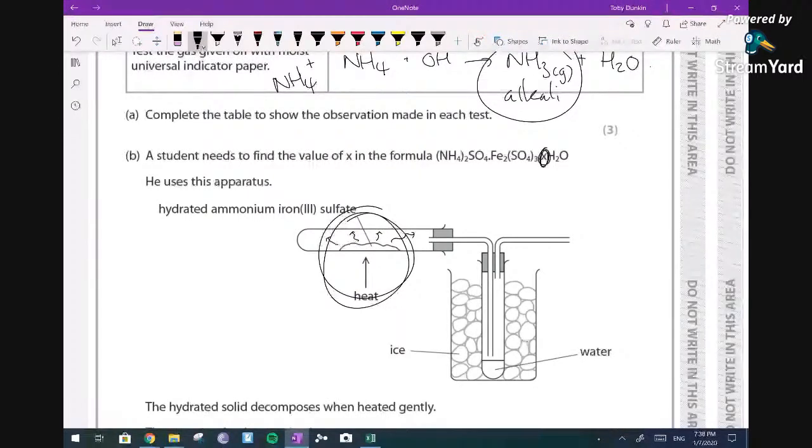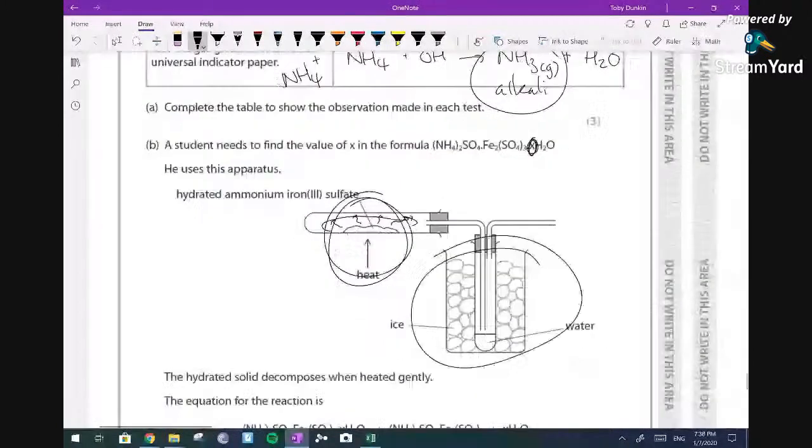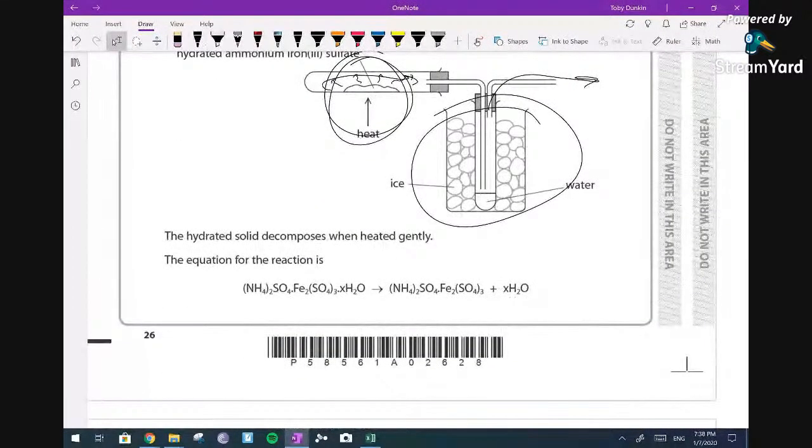It's in an ice bath. The function of the ice bath is to cool down the gas so that it condenses, and then any leftover will go out there. So the hydrated, when reacted, goes to this.